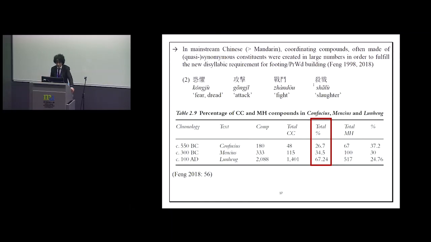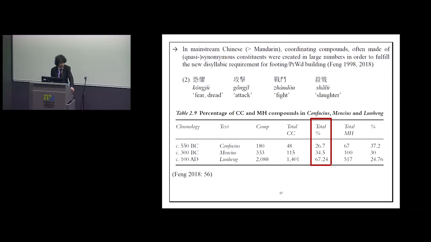And you see this very clearly. This is data quoted from Fan Li on the prevalence of coordinating compounds in different types of texts. So you have Confucius. So this is the Analects. I don't know why he wrote Confucius, but this is the Analects. Mencius, and the Lunheng, a much later text. And you see that the proportion of coordinating compounds keeps growing, to the point that in the Lunheng they are more than 2/3 of the total compounds.